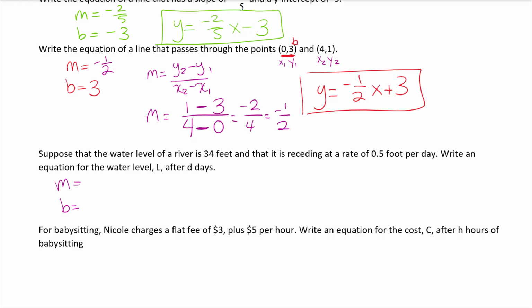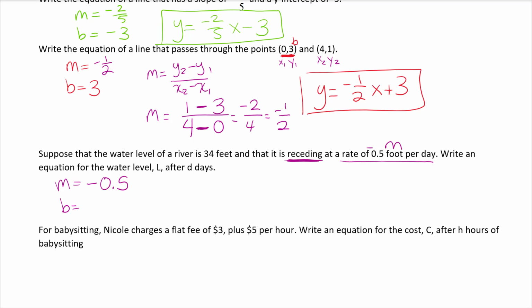Okay, so m is a rate of change. So at what rate is my water level changing? Well, it's receding at a rate of 0.5 feet per day. Now this is a little tricky. Do you know what the word receding means? Receding means going down. So we're talking about going down half a foot a day, 0.5 feet. So my slope is actually negative 0.5 because that is my rate of change, which is an m slope.